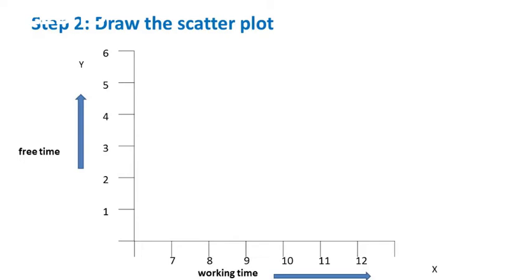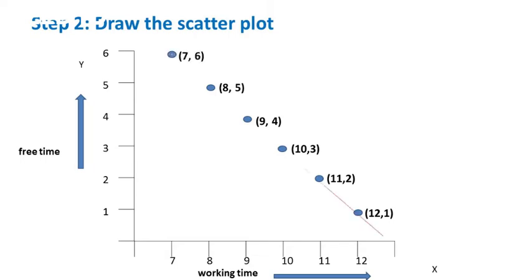As per the sample data, a person who works for 12 hours has 1 hour of free time. A person who works for 11 hours has 2 hours of free time. A person who works for 10 hours has 3 hours of free time, and a person who works for 9 hours has 4 hours of free time. A person who works for 8 hours has 5 hours of free time. And finally, a person who works for 7 hours has 6 hours of free time.